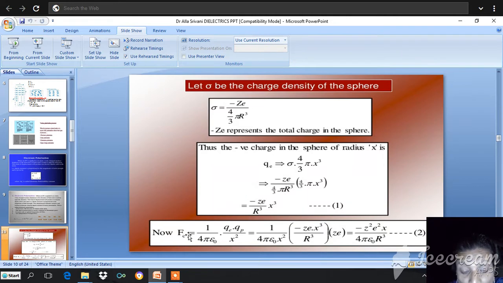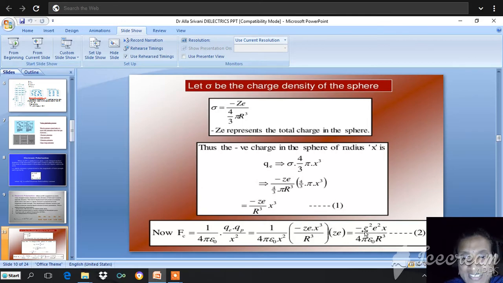Later, Coulombic forces. Already we know that the Coulombic force is the force applied between two charges, that is 1 by 4 pi epsilon naught q1 q2 by r square. First charge is the electron charge QE and the second charge is the proton charge, QP. So by simplifying this relation with electron charge QE and proton charge plus ZE, we get minus Z square E square x by 4 pi epsilon naught r cube.